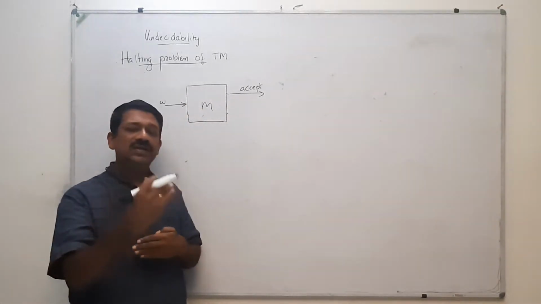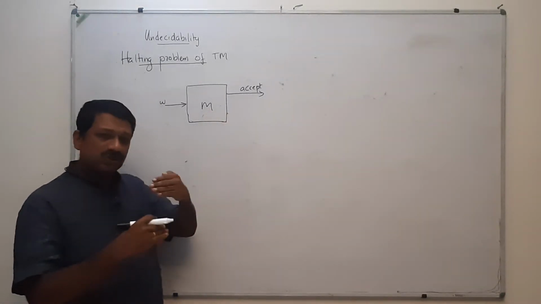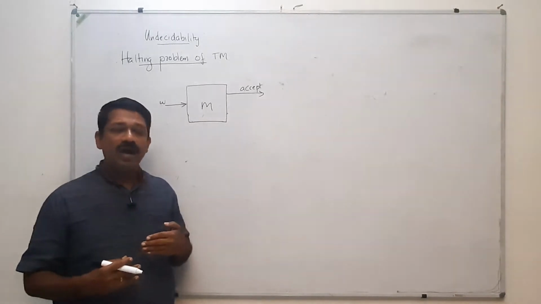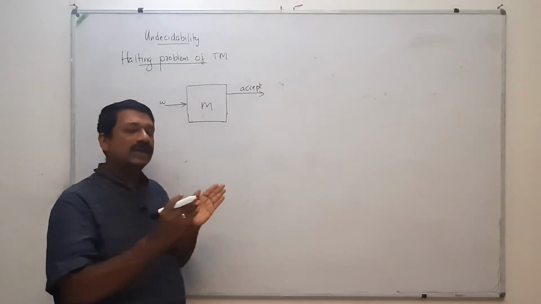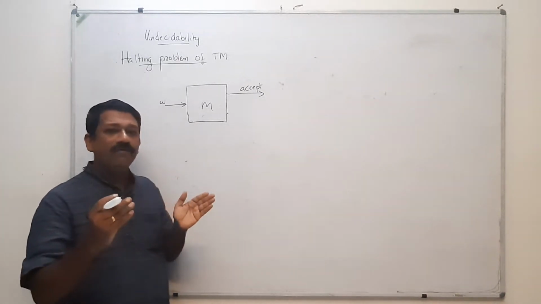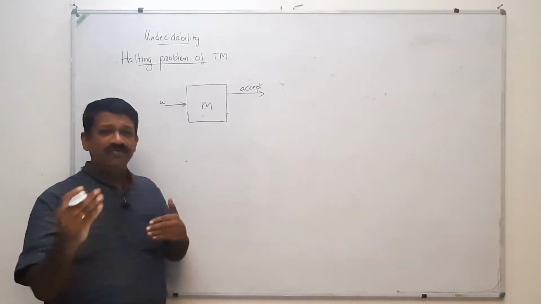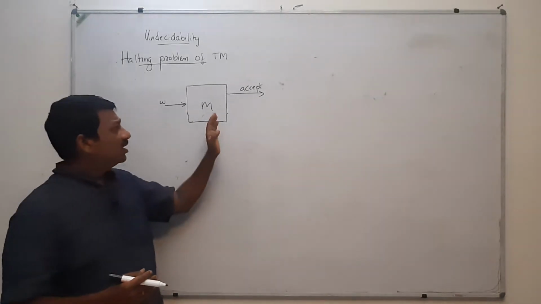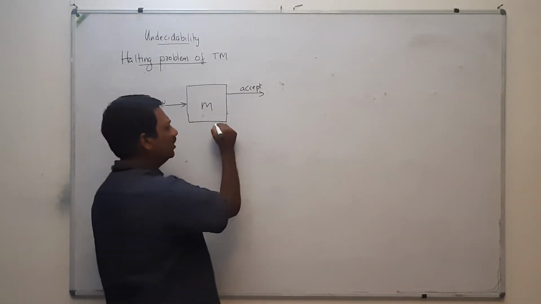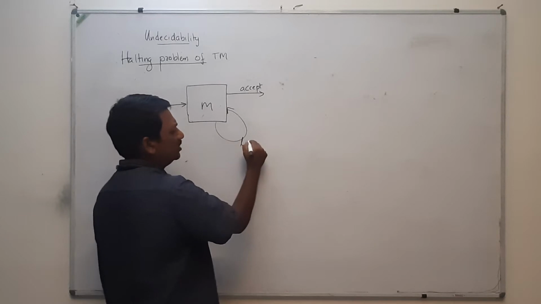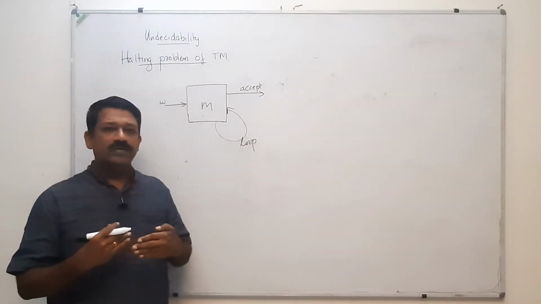And if it is not a valid string, it keeps on processing that W, and after some time we cannot predict, or we cannot have such a time constraint by which we have to report. So in that case, we say that it is looping. That means it is in a loop.